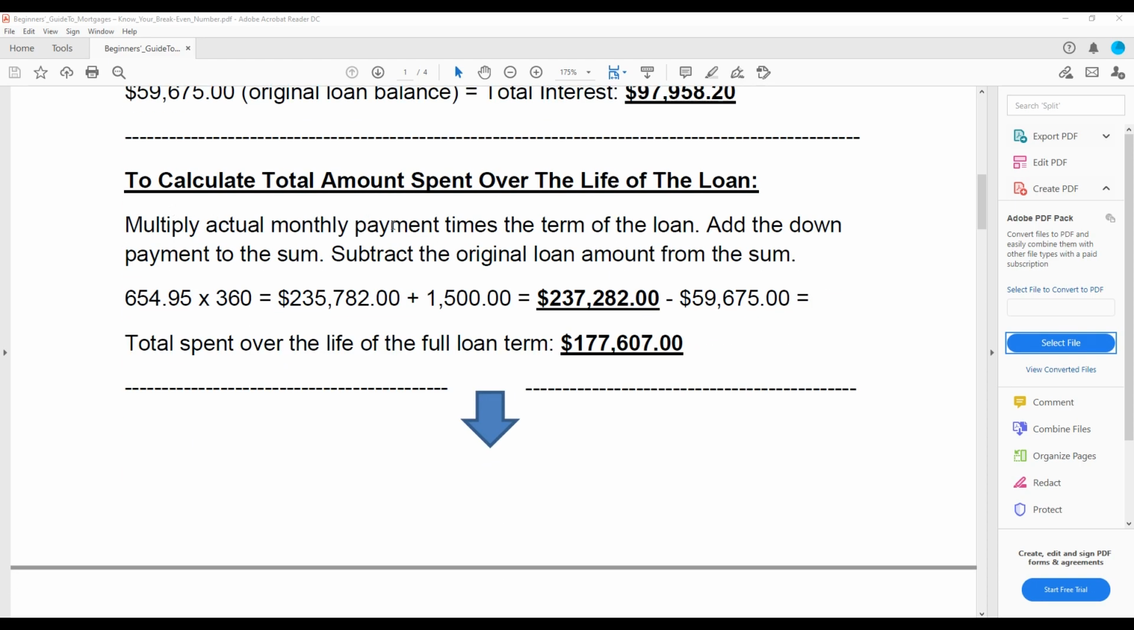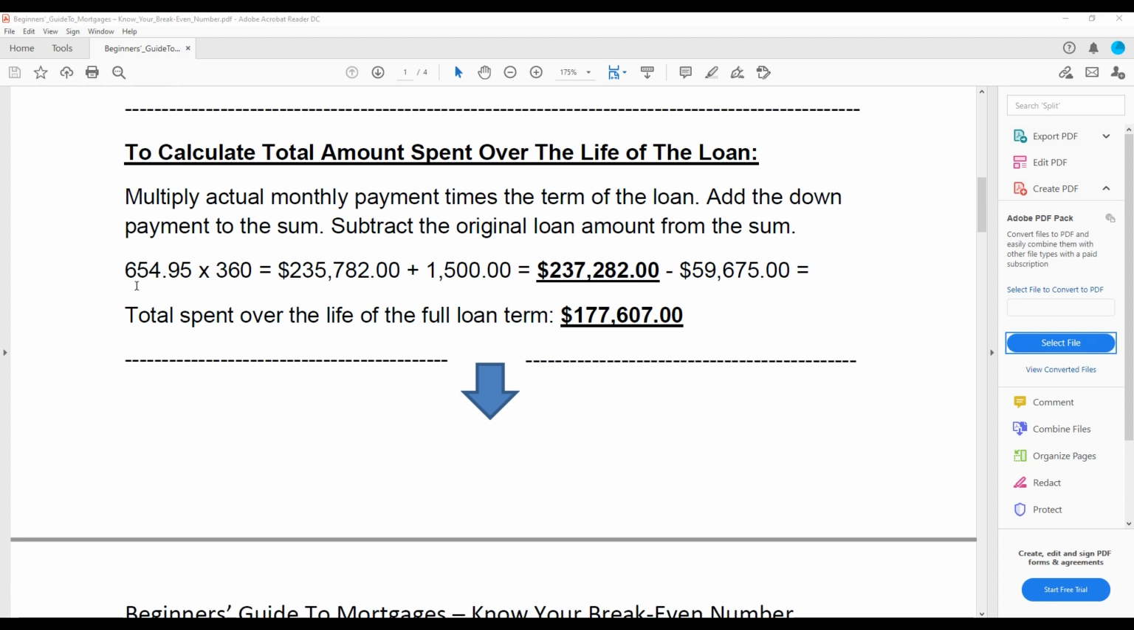To calculate the total amount spent over the life of the loan, now we want to bring in our actual monthly payment, which is $654.95 times 360. And that equals $235,782 plus the down payment of $1,500 brings us to a total of $237,282. So we subtract the $59,675, which is the original loan balance. And that brings us to, for the total spent over the life of the full loan term, $177,607.